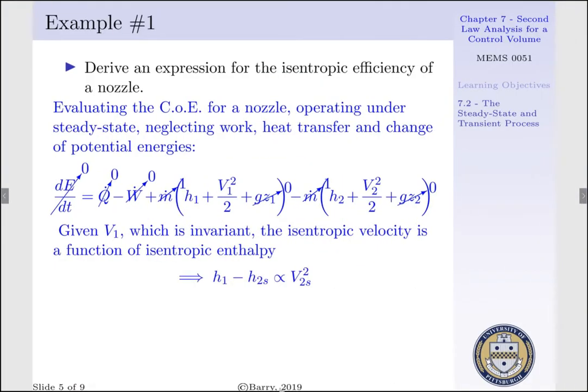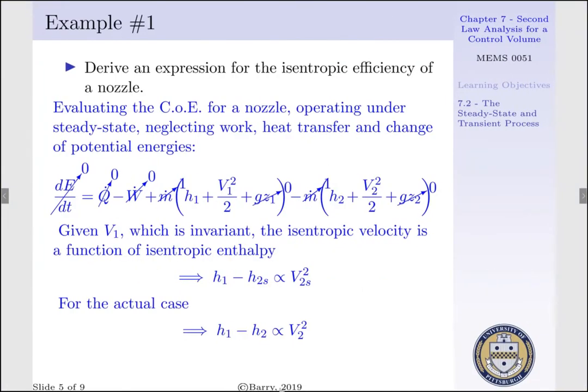If we are given an inlet velocity v1, which is invariant, our isentropic velocity is a function of our isentropic enthalpy. That is, we can recast our conservation of energy equation to say h1 less h2s is proportional to the velocity at state 2 squared. And our velocity at state 2 is assumed our ideal velocity.